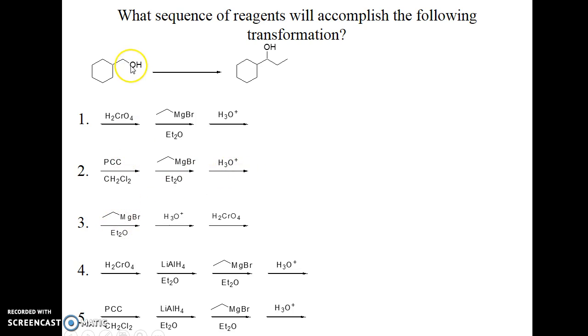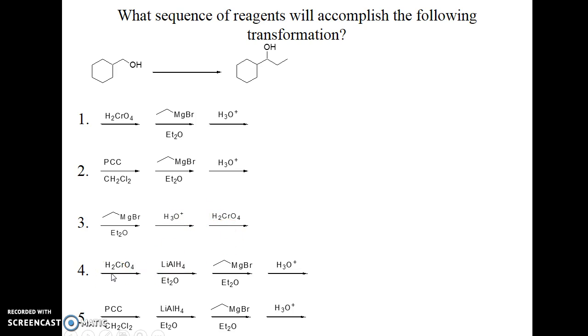If I treat this with the Grignard reagent, you're just going to deprotonate this. Then acid would reprotonate it, and chromic acid would then turn it to cyclohexane carboxylic acid. So no, this one would not work.